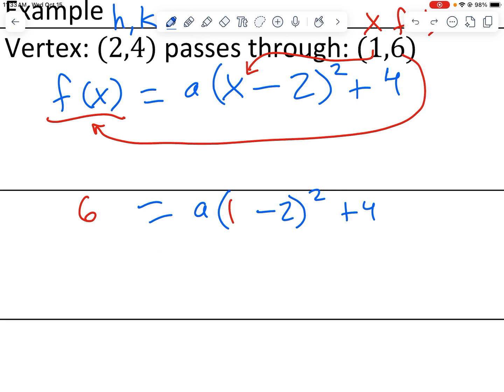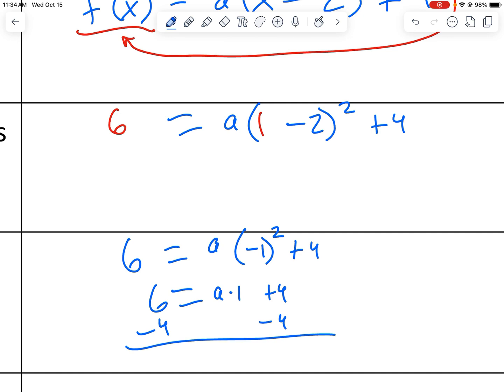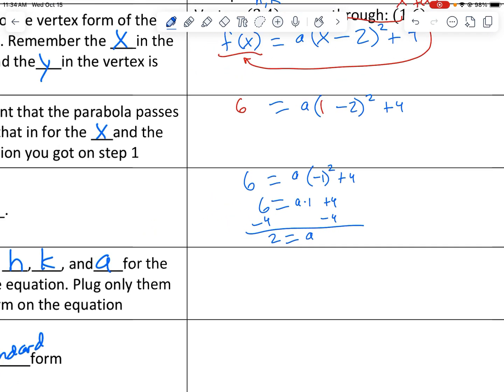Let me draw that down here. We've got 6 equals a times, well, 1 minus 2 is just negative 1. And when you square that, you're going to get 1. So it's a times 1, or just a, plus 4. We can do a little bit of solving here. Let's subtract the 4 over. We got a times 1 is just a, so a is 2. Hooray, we got it figured out.